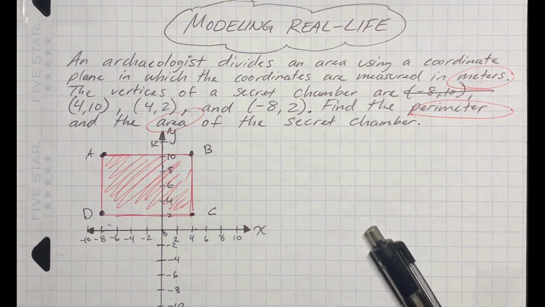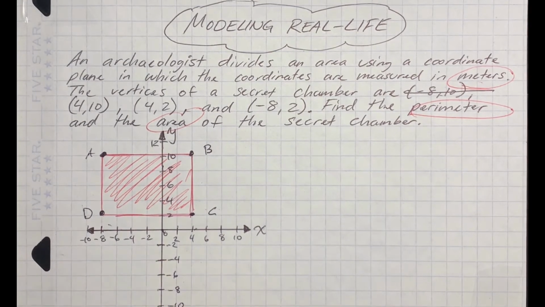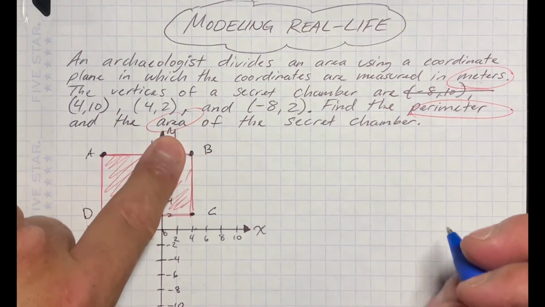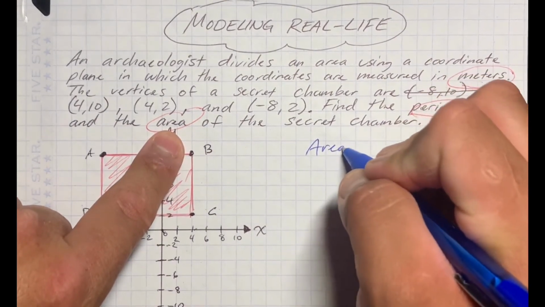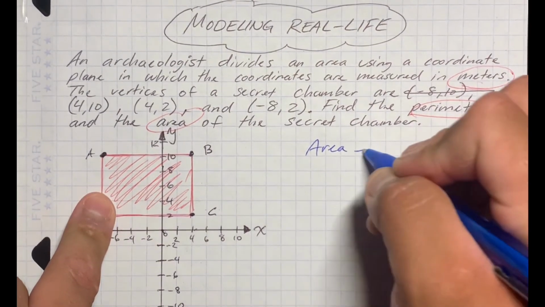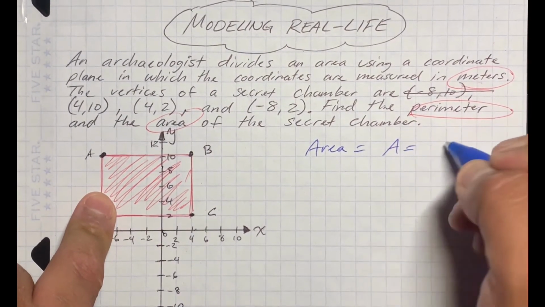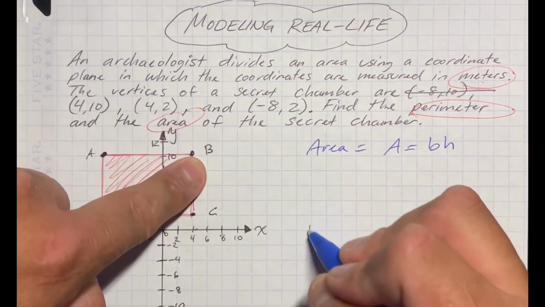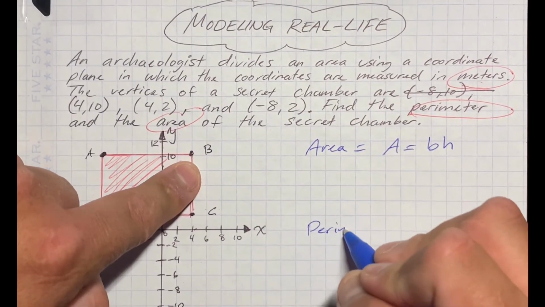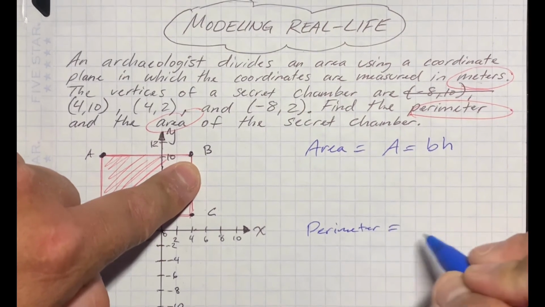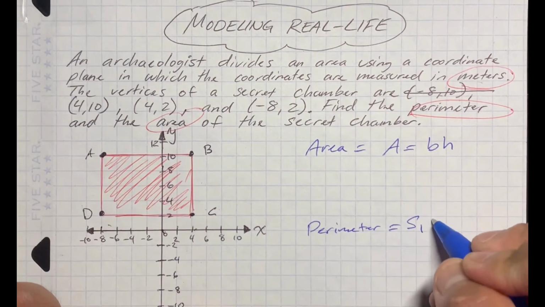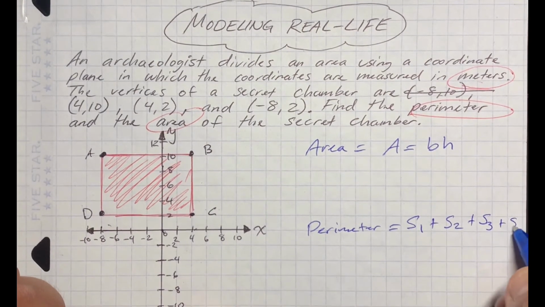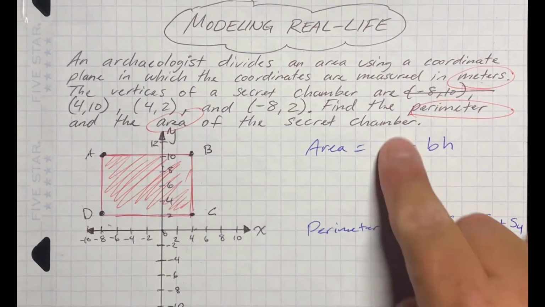So we are asked to find the area, and this is the area of a rectangle, so that's going to be area equals base times height, and also the perimeter. To find a perimeter, it's going to be side 1 plus side 2 plus side 3 plus side 4. All right, so here are my formulas.